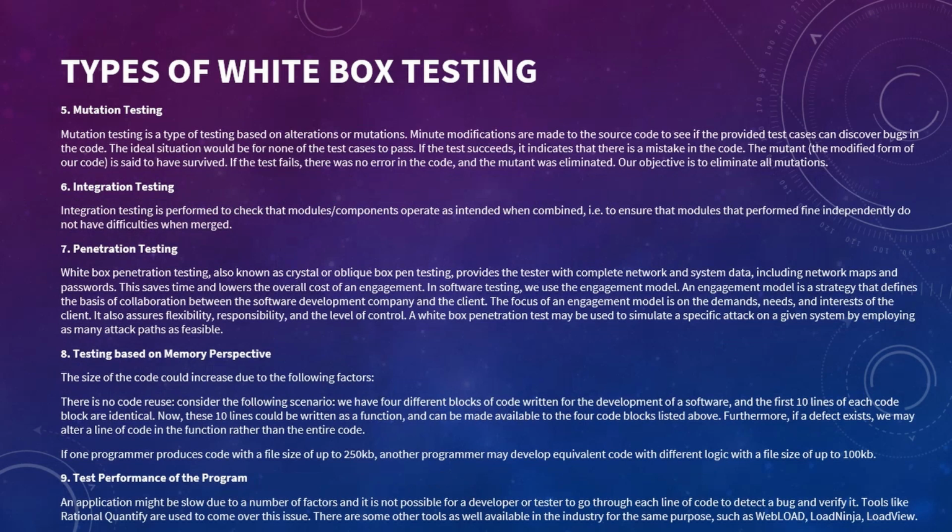Then we have mutation testing. Mutation testing is a type of testing based on alteration or mutation. Minute modifications are made to the source code to see if the provided test cases can discover bugs in the code. The ideal situation would be for none of the test cases to pass. If the test succeeds, it indicates that there is a mistake in the code. The mutant is said to have survived. If the test fails, there was no error in the code and the mutant was eliminated. Our objective is to eliminate all the mutations.